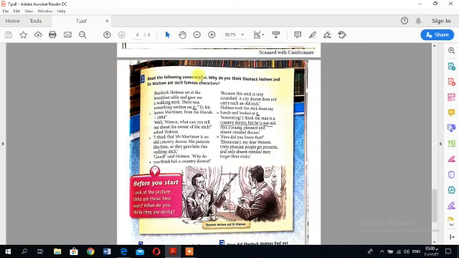Read the following conversation. This conversation was between Watson and Sherlock Holmes. Watson and Sherlock Holmes were famous detectives. What's the meaning of detective? Like Conan. Conan is a detective, okay? So they were famous detectives. They were well known for solving logical problems, okay? Why do you think Sherlock Holmes and Dr. Watson are such famous characters?